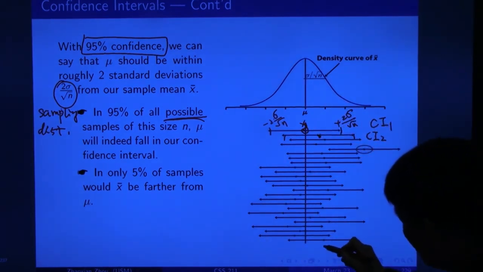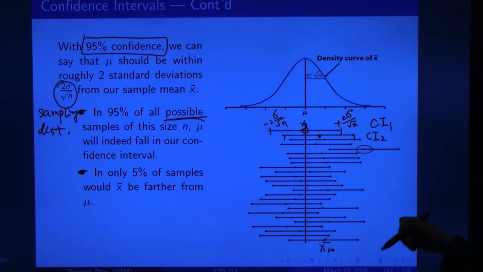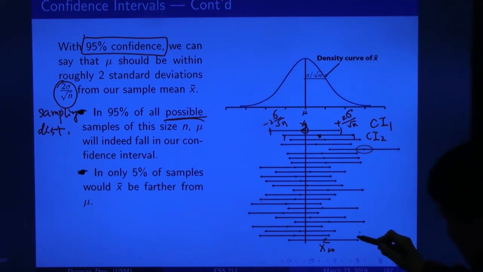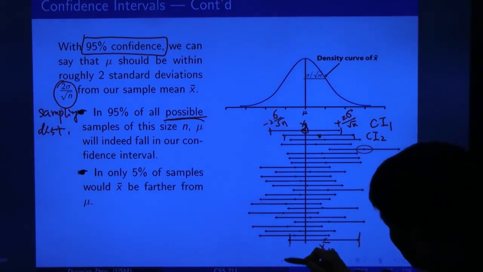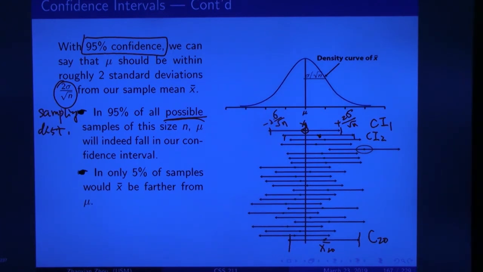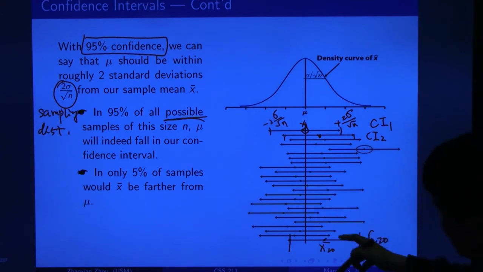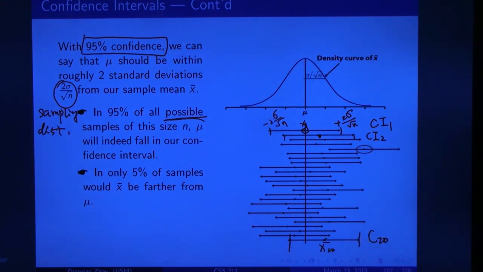How about the last one? The last one, the x bar 20 is here, and plus 2 standard deviation give us here, and minus 2 standard deviation give us here. So the confidence interval C20 is from here to here. Now look at the real population mean. It is here, so it's also inside this interval.